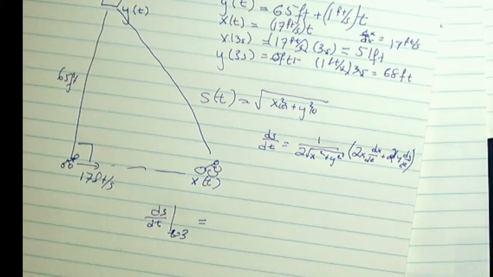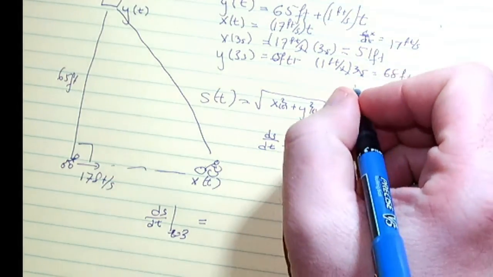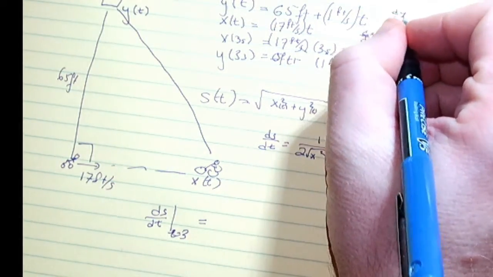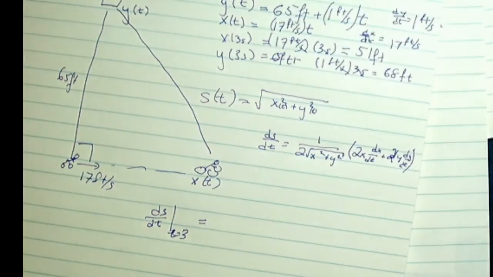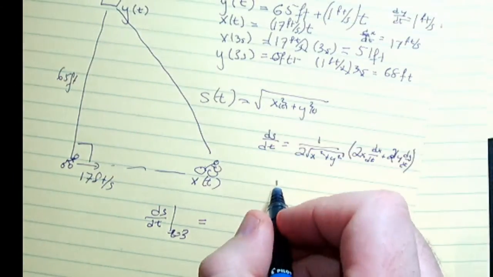So if the bicyclist is moving at 17 feet per second, to no great surprise, dx dt is 17 feet per second. And by a similar logic, dy dt is 1 foot per second. Again, both speeds are constant here, so this is all very easy. Then we just plug these things into our formula.